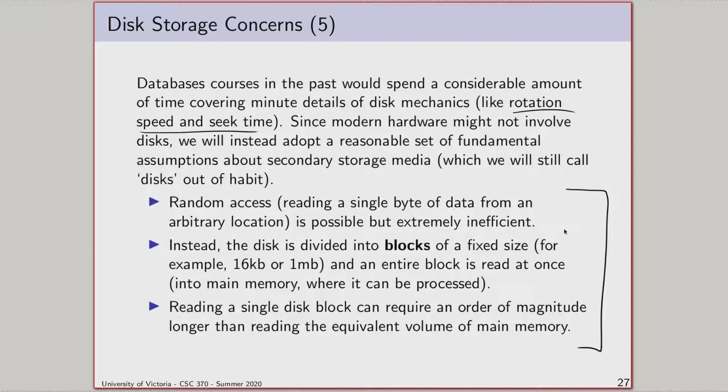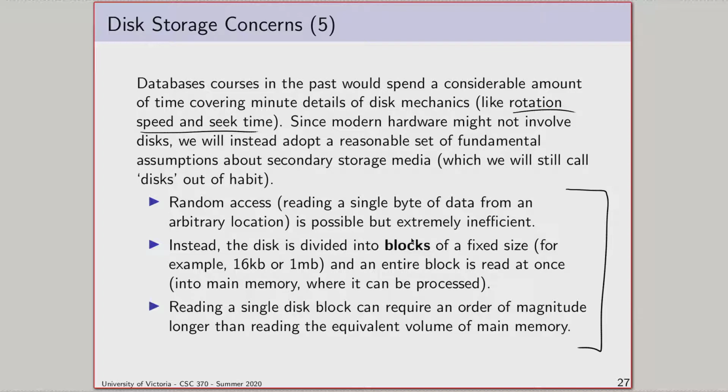We'll divide the disk into blocks of a fixed size. And the blocks could be of a size 16K or 1 megabyte. I think our Postgres servers that we've been using use a block size of 8K by default. And maybe I should have tuned that and set it a bit higher or something. So we divide our disk into blocks, and if we want a piece of data from inside of a particular block, we read the entire block.